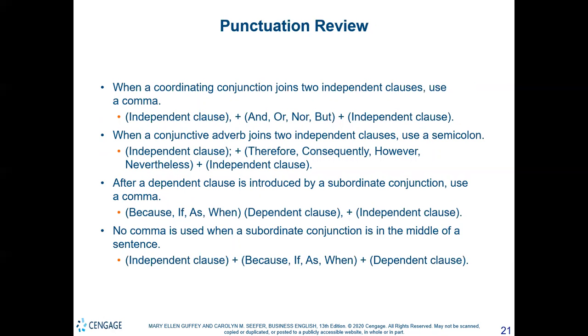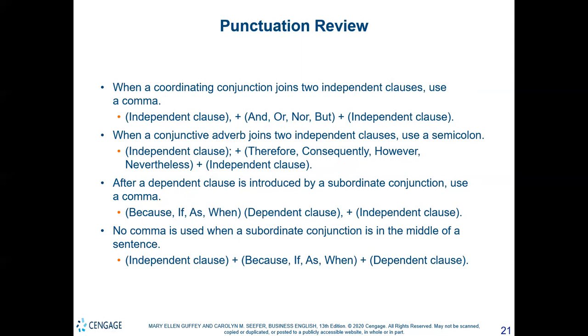Punctuation review. When coordinating conjunctions join two independent clauses, use a comma. Independent clause plus and, or, nor, or but, plus an independent clause. When a conjunctive adverb joins two independent clauses, use a semicolon. Independent clause plus therefore, consequently, however, or nevertheless, plus independent clause.